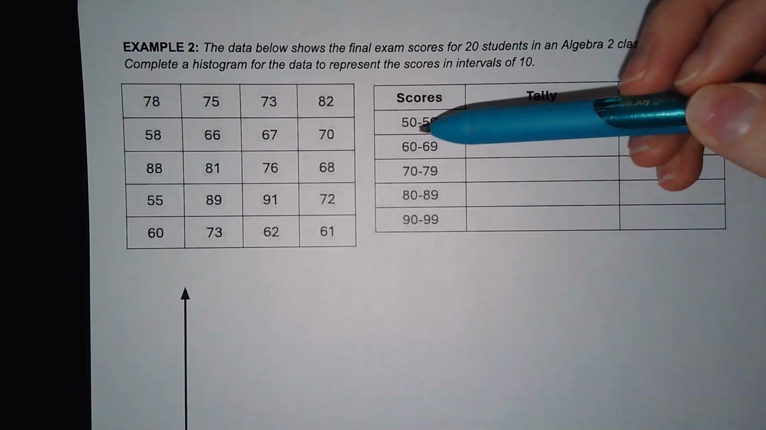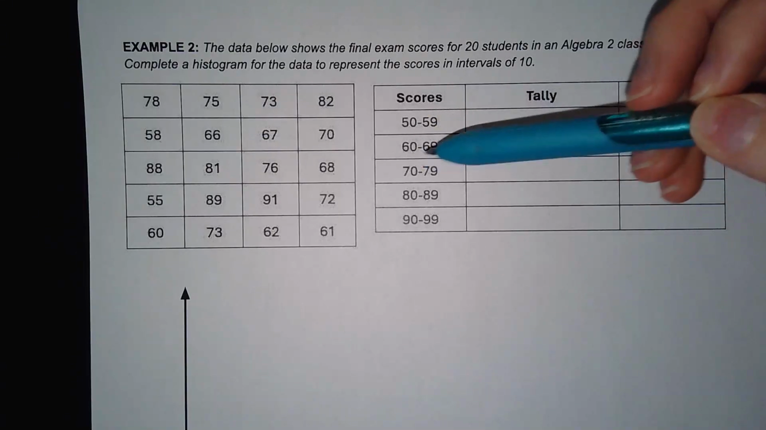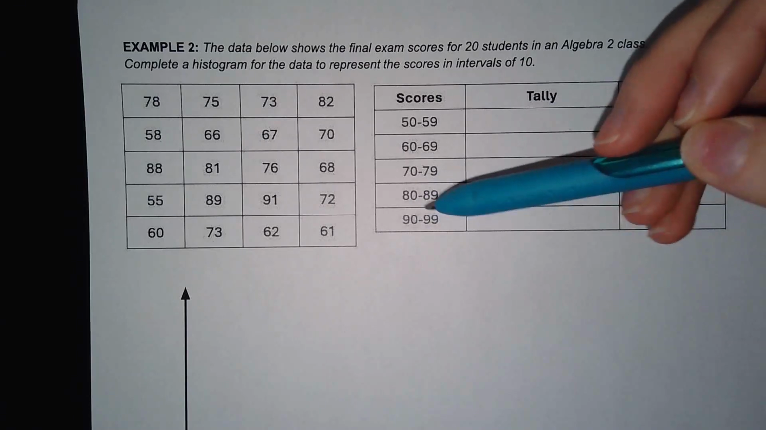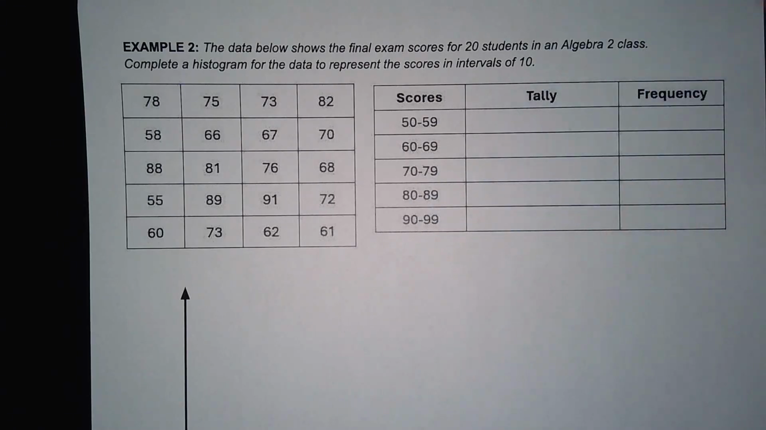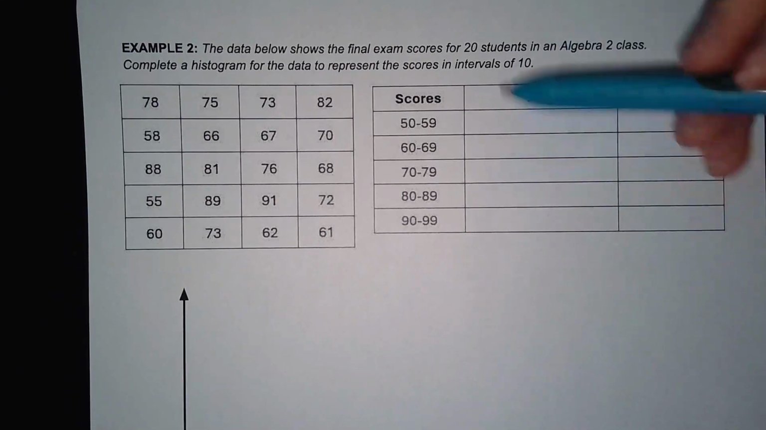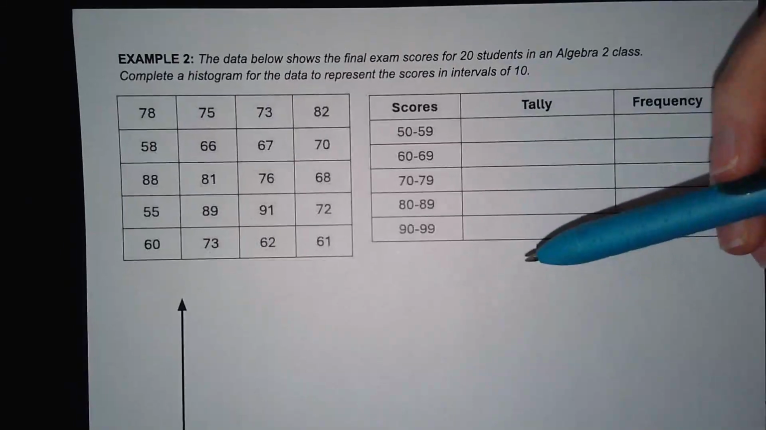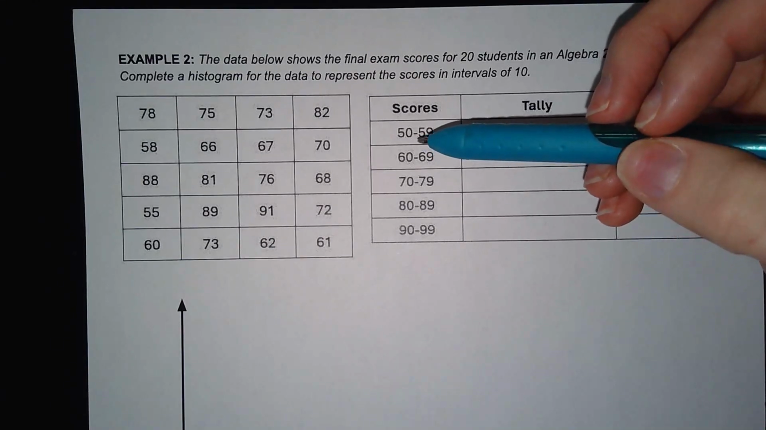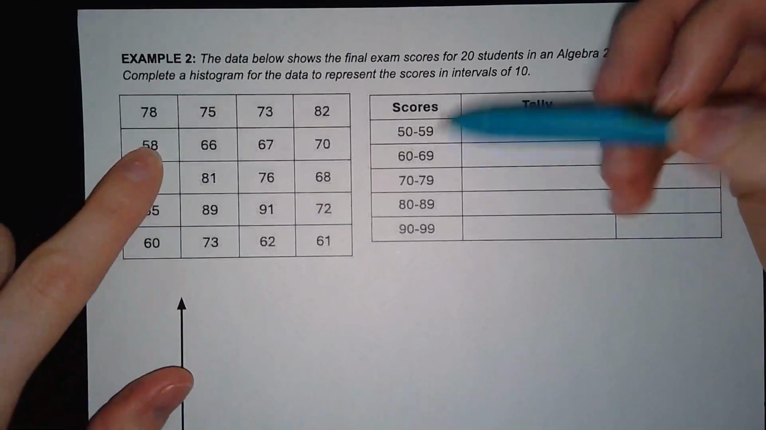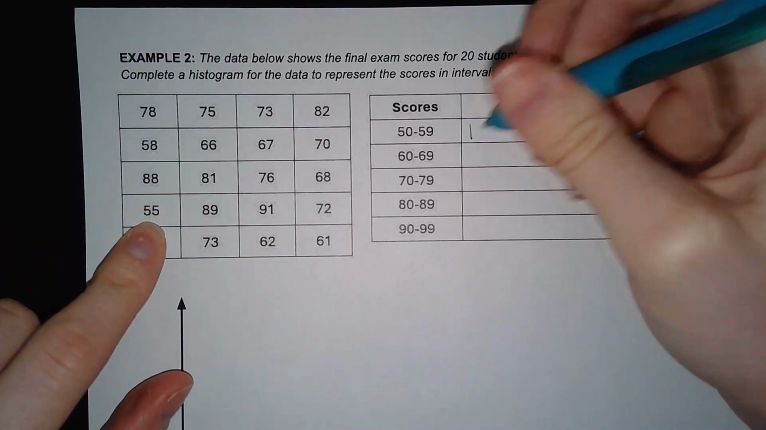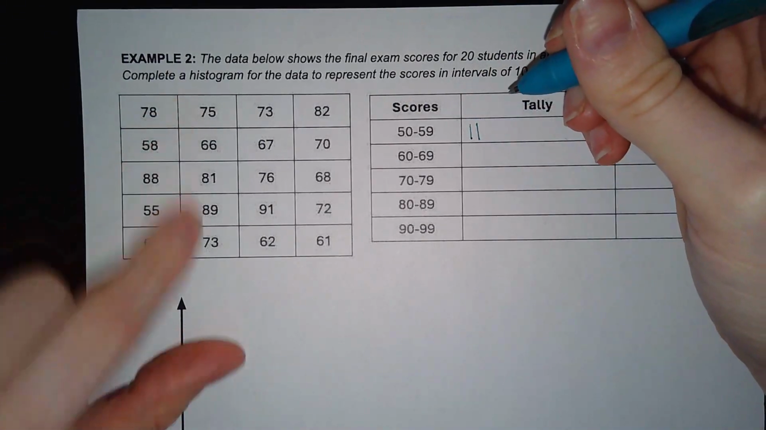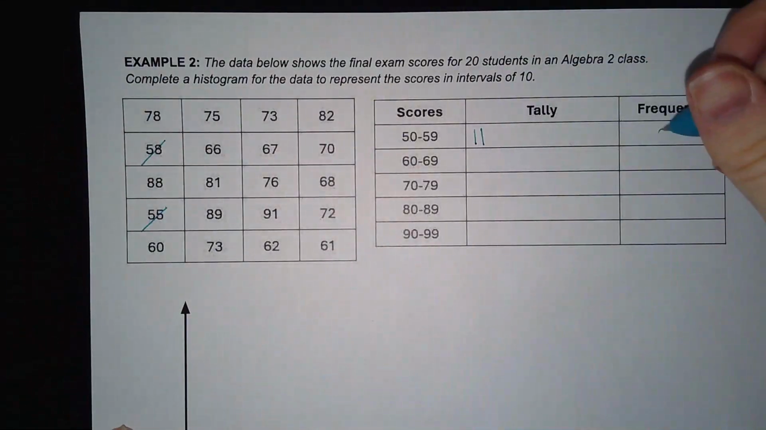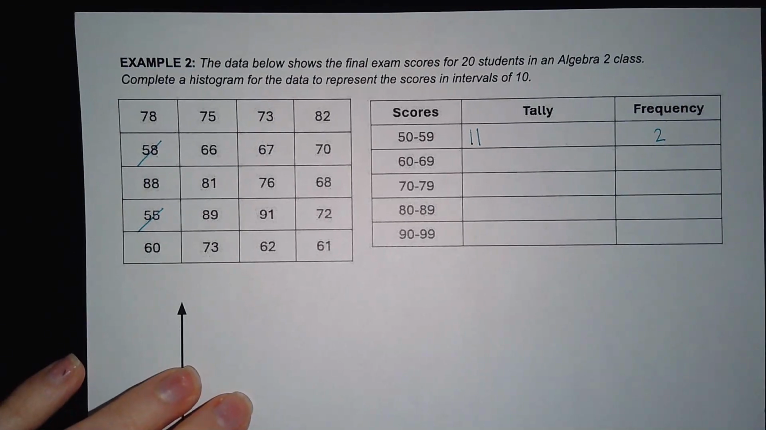So we're going to have scores in the 50 to 59 range, and 60 to 69, 70 to 79, 80 to 89, and 90 to 99. So those are my categories here. Now I'm going to go through and tally how many scores are in each of those categories. I'm going to find any scores between 50 and 59. So I have 58, I have 55, none here, none here, none here. So I have 2 scores in that range.